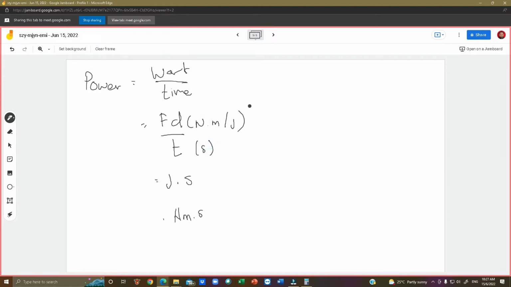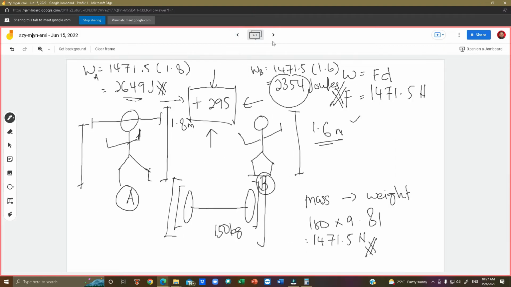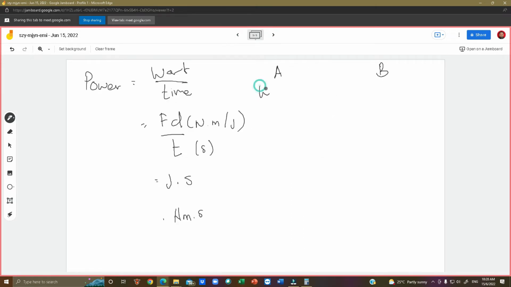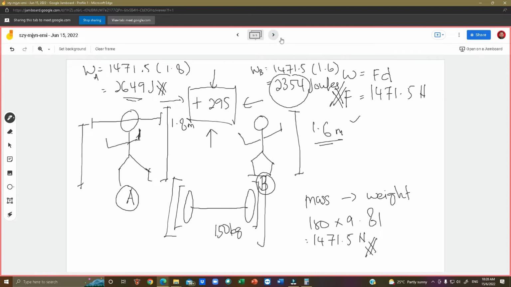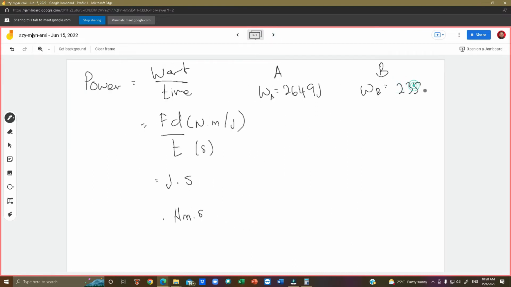So here, let's compare. Jadi kita ada orang A, orang B. Okay, so work for A is 2649 joules and work for B is 2354 joules. Now let's say both persons lift up the barbell within the same stipulated time. Dia angkat barbell ni masa yang dia ambil tu sama, 15 saat.